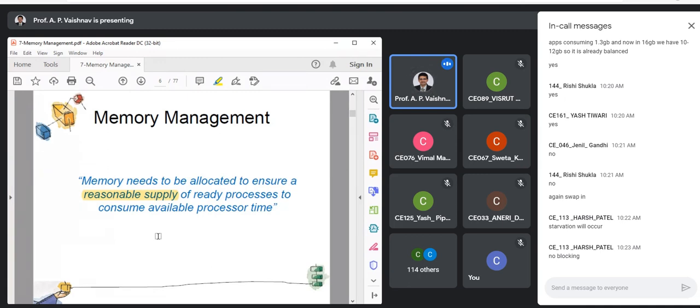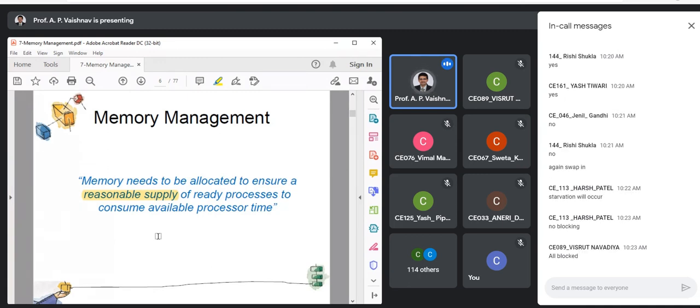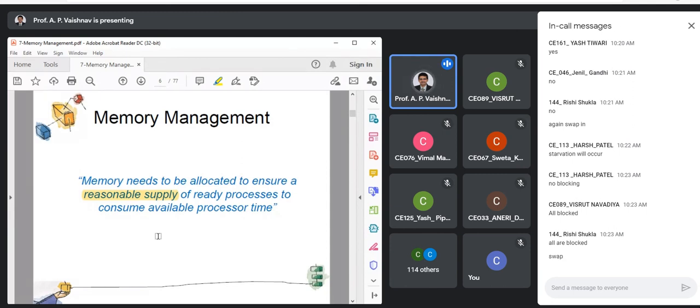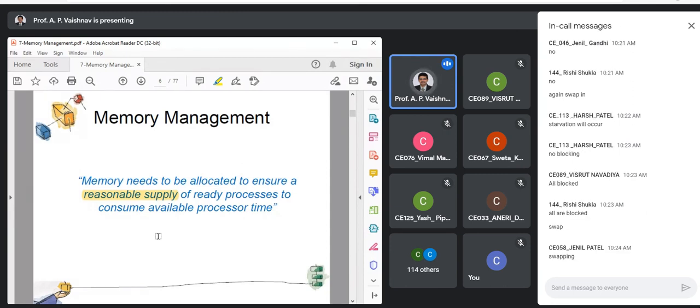What is the worst case? All 10 block after running for a short time. You have a short burst for every process, and they are blocked, right? What is the only solution to come out of this situation? As I discussed earlier, swapping, right? That is the only solution. So process concepts, process state concepts, and swapping concepts are required to study this chapter. So that's why I'm taking time today to just revise that.